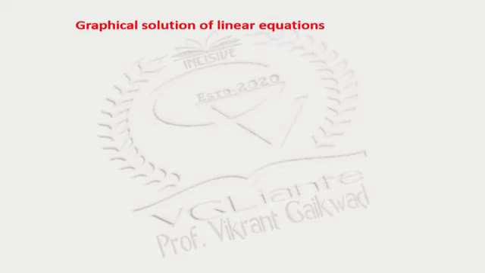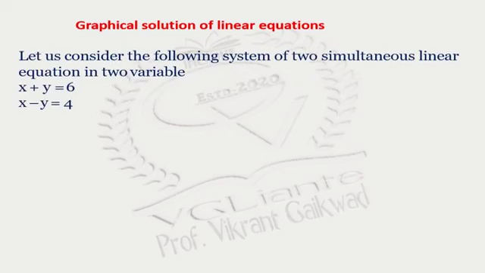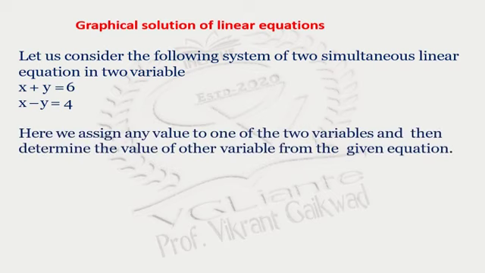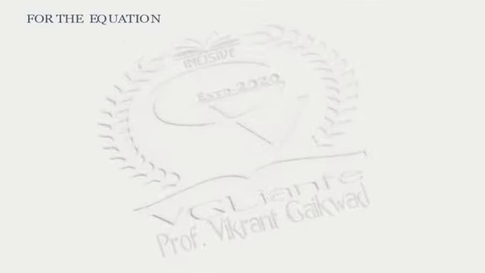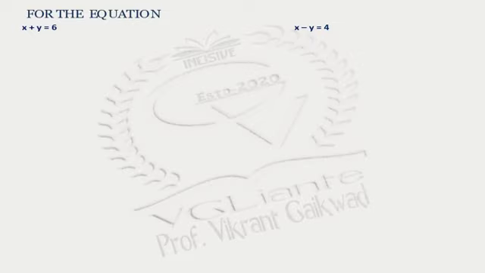Graphical solution of linear equations. Let us consider the following system of two simultaneous linear equations in two variables: x plus y equals 6, x minus y equals 4. Here we assign any value to one of the two variables and then determine the value of the other variable from the given equation, for the equations x plus y equals 6 and x minus y equals 4.